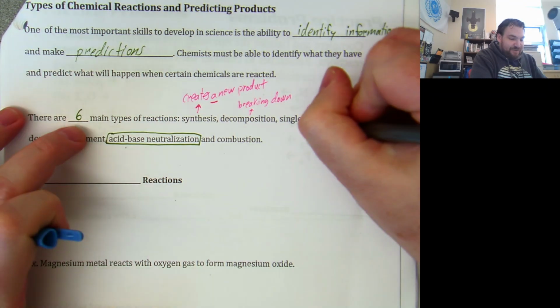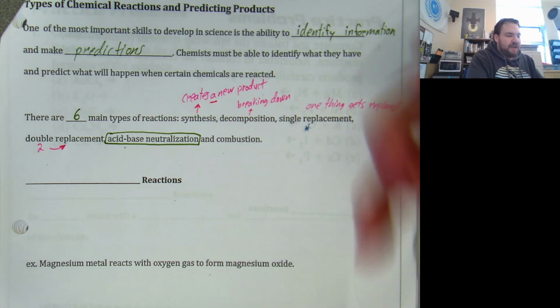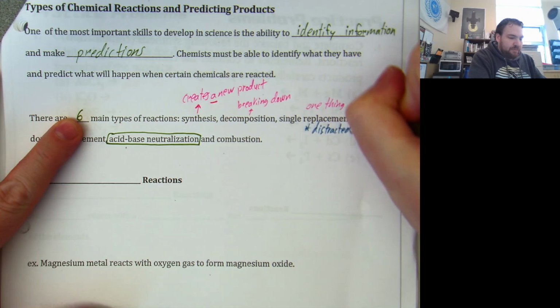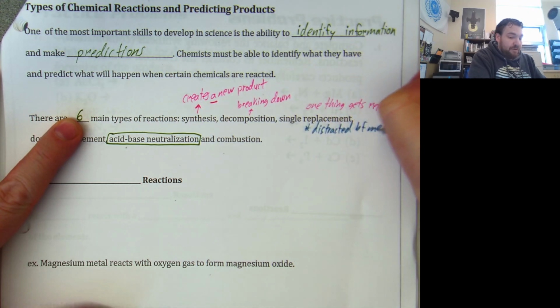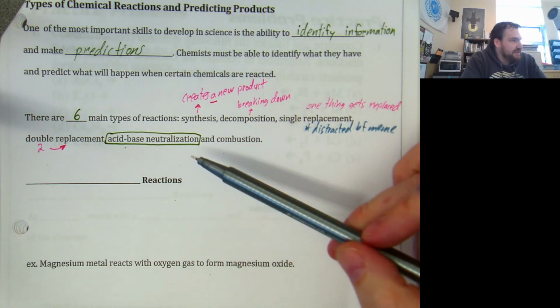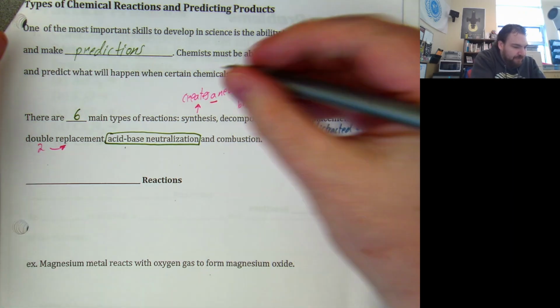I'll put a note down here for the single replacement, and we'll talk about it again. The meme just has so much life. This is your distracted boyfriend meme. There is so much use I get out of that meme every year in science. Acid-base neutralization, we talked about it already. You have an acid, you have a base. You can identify that, you're golden.